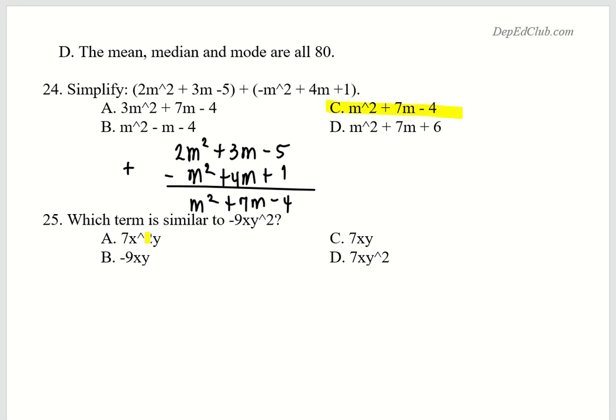Okay, which term is similar to negative 9xy squared? So when you say similar, it should have the exact variable with the same exponent. So xy squared, letter D. So dapat pareho po ng letter at pareho ng exponent. There. So again, this is just a review po.